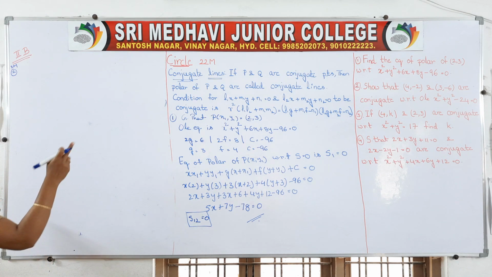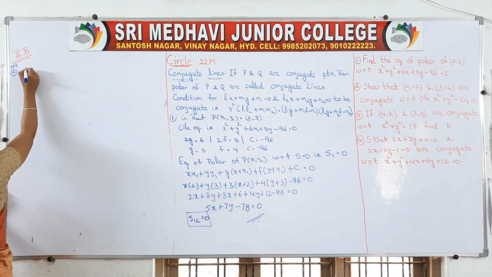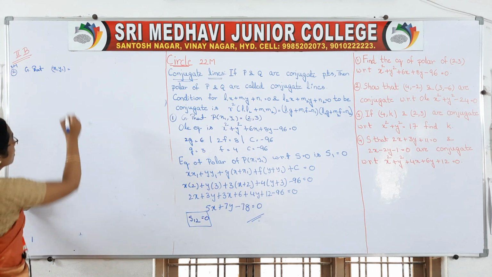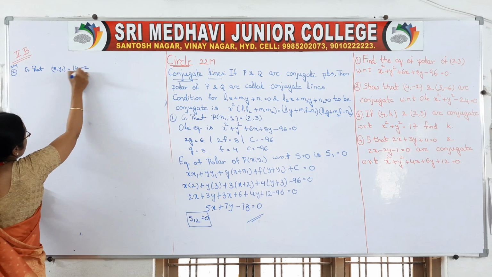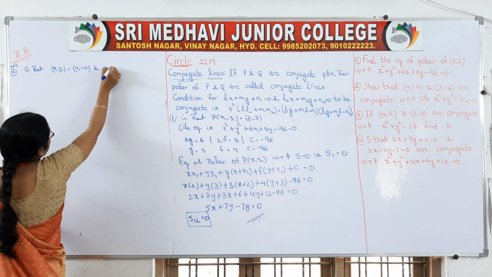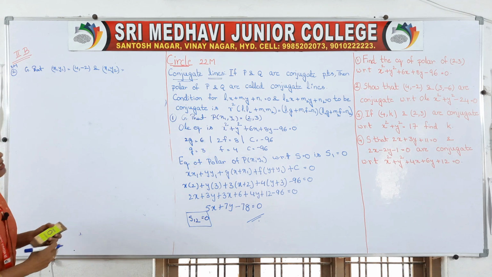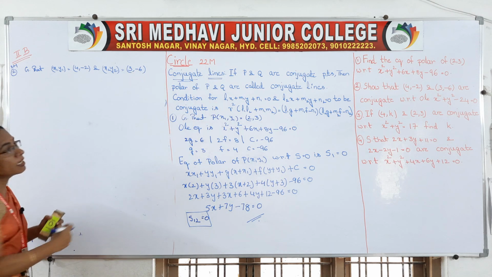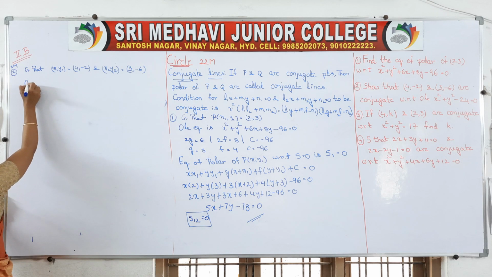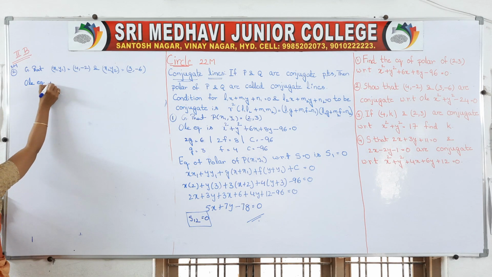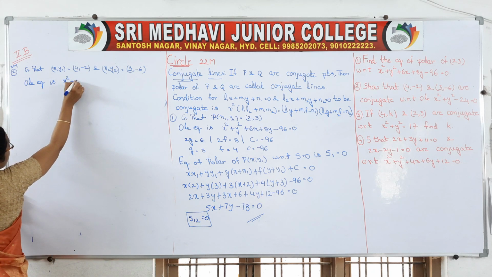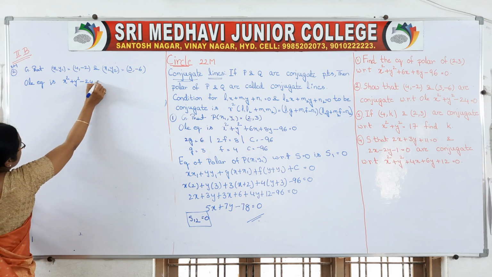So come on, now we will solve the second one. What is the given information? The first point x1, y1 is 4 comma minus 2, and x2, y2 is 3 comma minus 6. The circle equation is given to us. What is the circle equation? x square plus y square minus 24 is equal to 0.